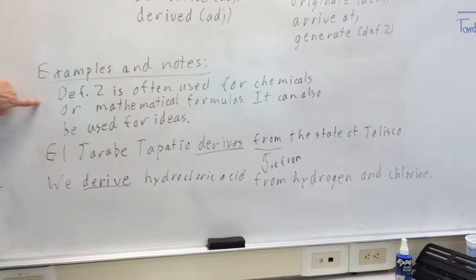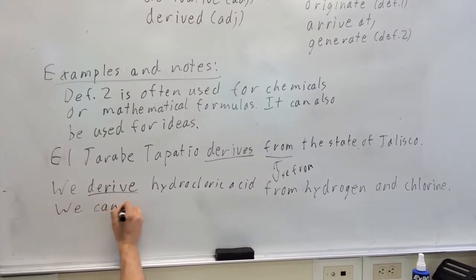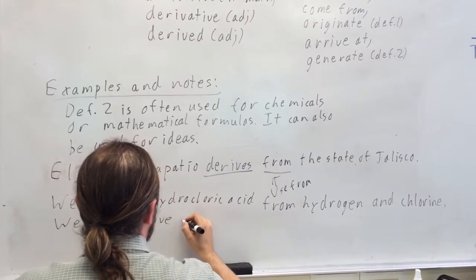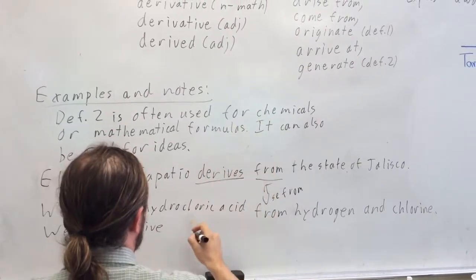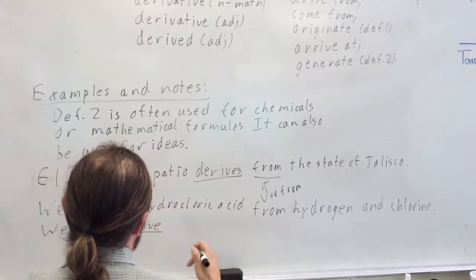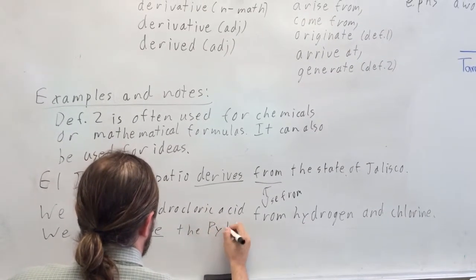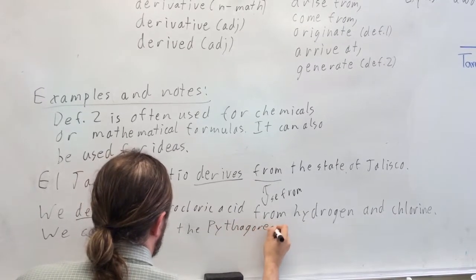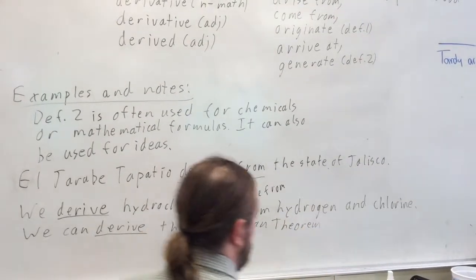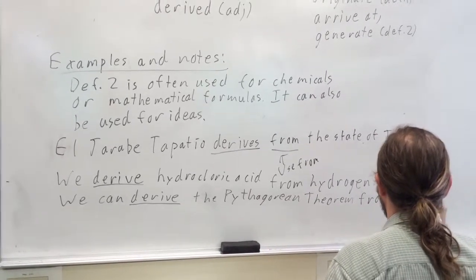Okay, also for mathematical formulas. We can derive formulas or numbers sometimes, right? Like pi. We derive pi by looking at a circle, by analyzing the circle. We can derive the Pythagorean theorem. You guys heard of that? a squared plus b squared equals c squared. From the properties of a triangle.